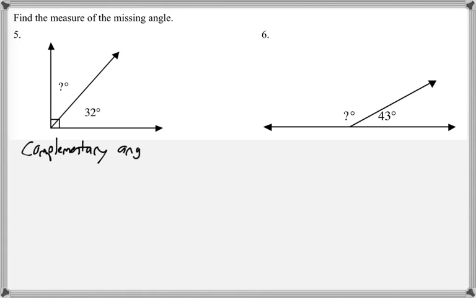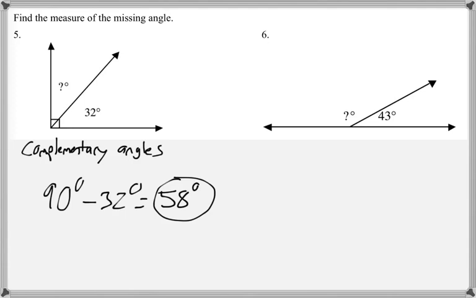So these are actually complementary angles. All we need to do is take 90 degrees, which is the total, and subtract 32 degrees, which is from here to here, and then that will get us 58 degrees, which is this measurement. So 58 degrees will be our answer.